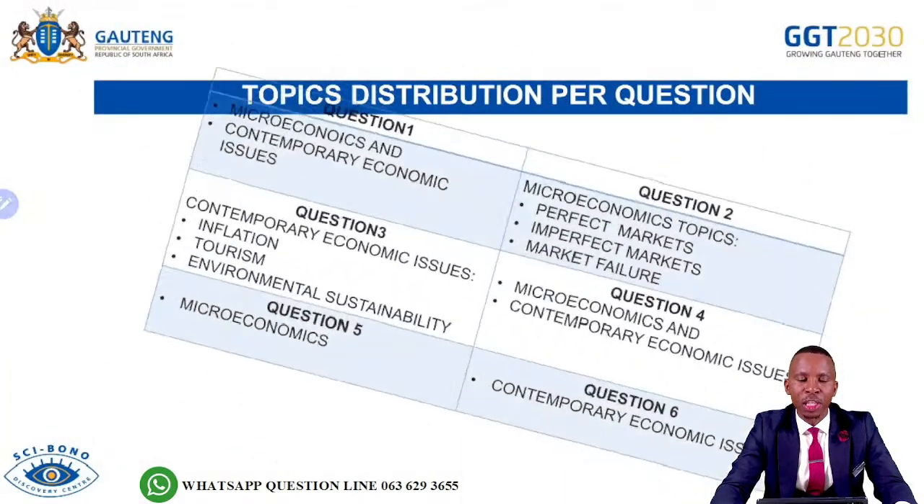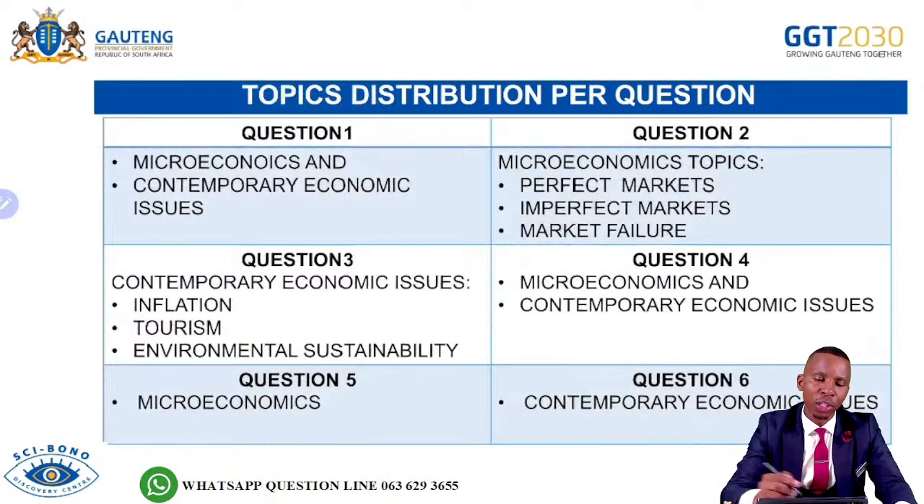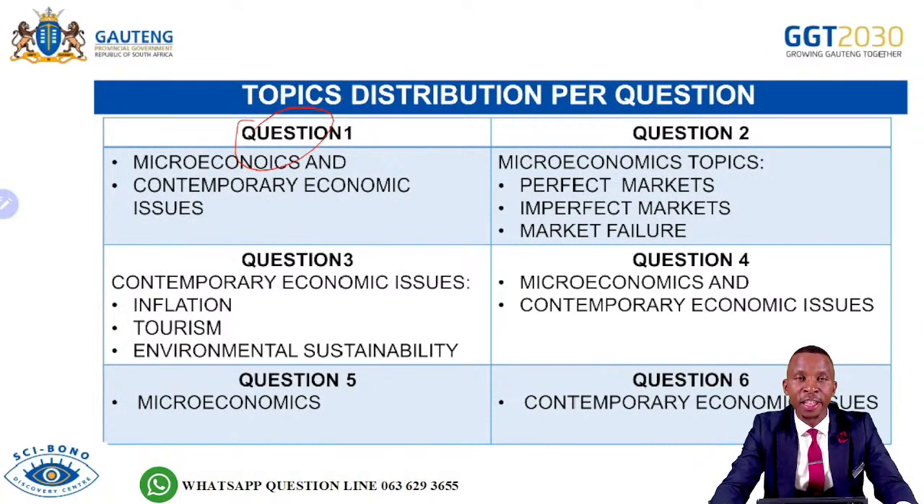So these are the topics distribution per question. We have question 1. In question 1, we have microeconomics as well as contemporary economic issues that are distributed equally in our section A. Question 2 in section B, we have perfect markets, imperfect markets, market failures. These are the topics that you will come across in question 2. So be aware that question 2 is just the microeconomics.